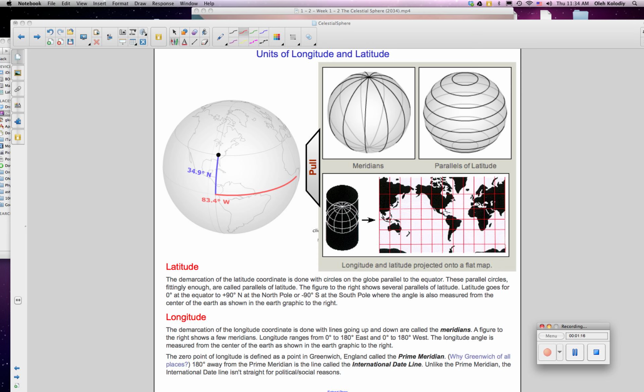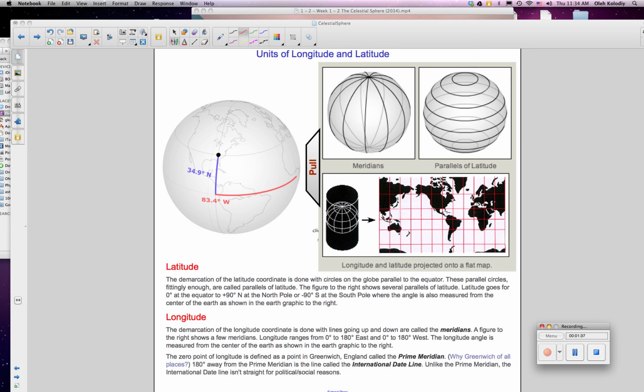We need to be able to label the stars with position coordinates on a sphere using some kind of coordinate system. Luckily, we already have one because we live on a sphere, so we already have a way to specify our position on our sphere, and that system is a system using latitude and longitude.